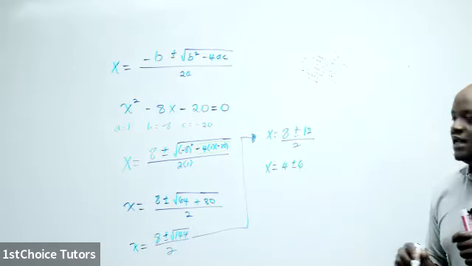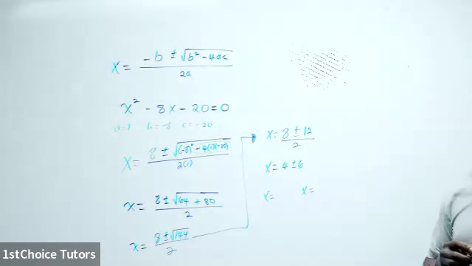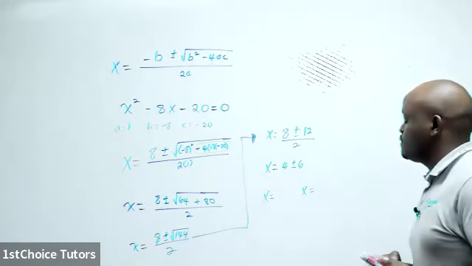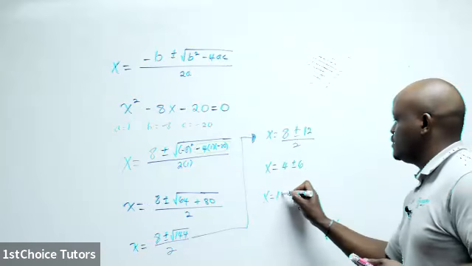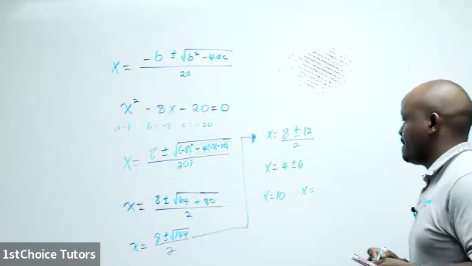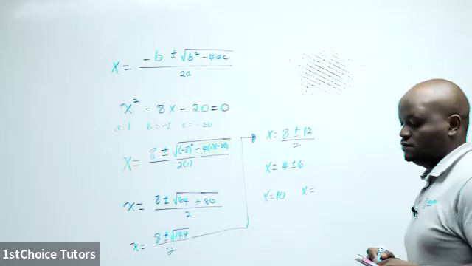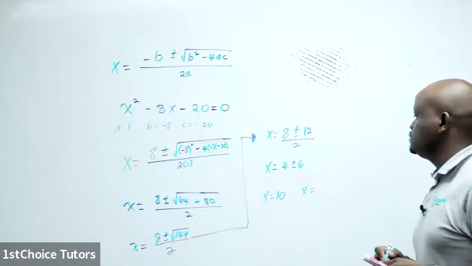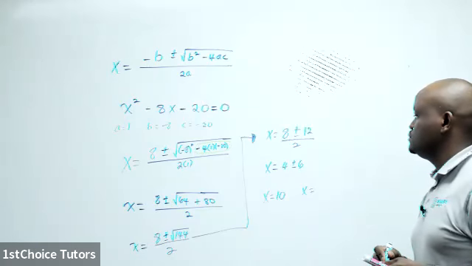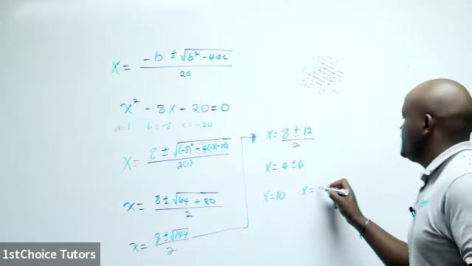Great, very good. Now we can complete this. Can you finish it, please? Yeah. Oh, 4 plus 6 is 10. And 4 minus 6 is negative 2. Very nicely done.